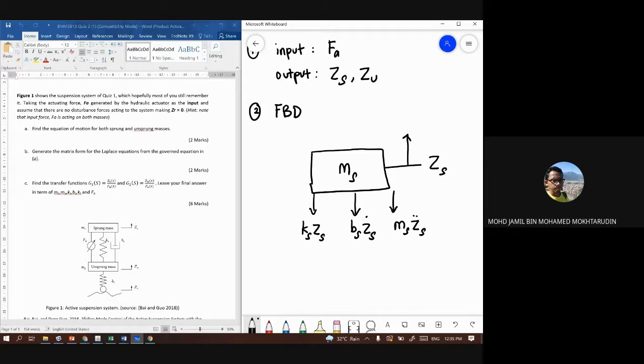And then the spring and damper are also connected with Mu. So we need to consider the force by Mu. You can either combine the forces together, or you can separate them. Okay, so I prefer to separate. So the force from Mu will be acting upward: Ks Zu and Bs Zu dot.